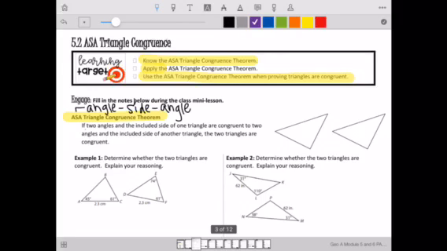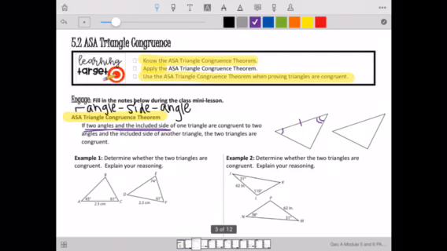So we want two angles and the included side. So that means I want two angles and the included side. So it has to be the side in the middle. And as long as those two angles and the included side are congruent to the other triangle, then these two triangles are congruent, even though the other parts of the triangles are not labeled. Okay, so it's like a little shortcut.